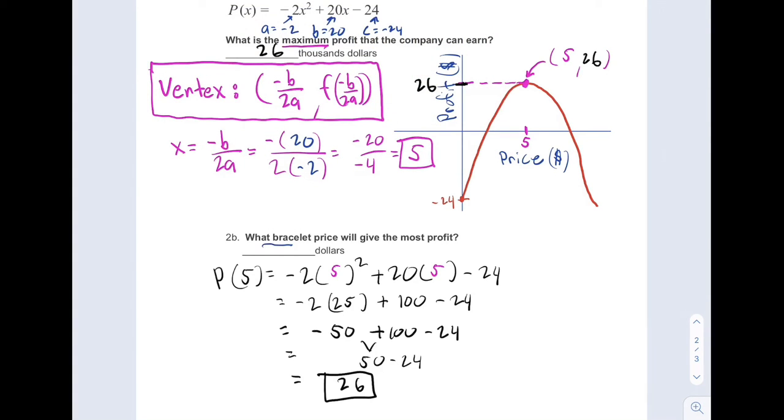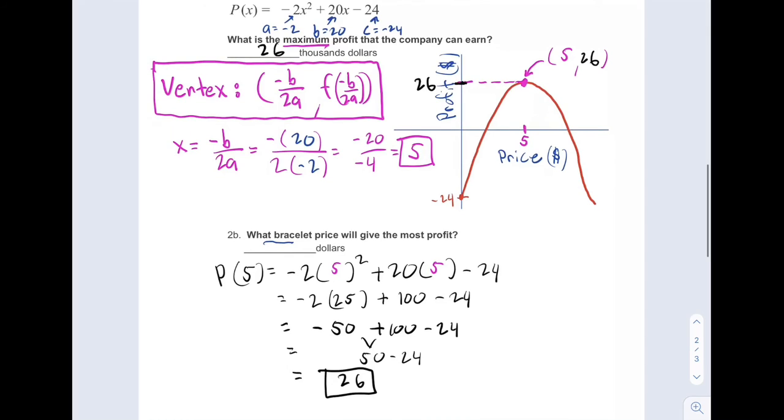Okay, then part B, what bracelet price will give you the most profit, right? And we already have it right here, right? So the bracelet price was 5. That was the x value. So when your price of the bracelet is $5, that will give you the most profit, which is $26,000. Right? So your price is 5, which will give you the most profit, your highest point on your graph, which is $26,000.